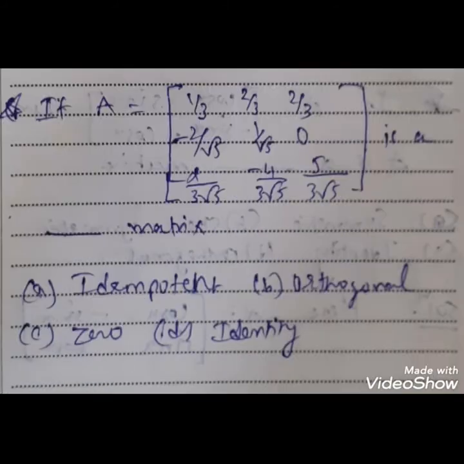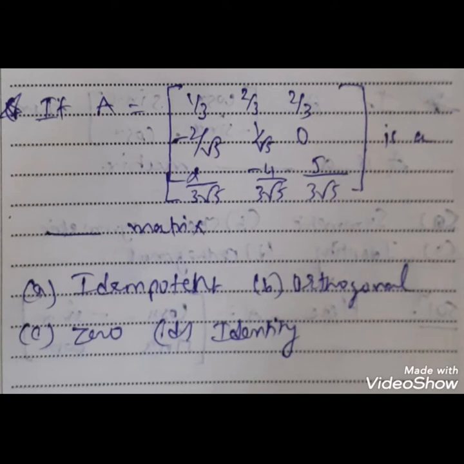Let us discuss one more example, which is of order 3. Matrix A contains the elements 1 by 3, 2 by 3 and 2 by 3 for the first row. Minus 2 by root 5, 1 by root 5 and 0 are the elements of the second row. Minus 2 upon 3 root 5, minus 4 upon 3 root 5, 5 upon 3 root 5 are the elements of the third row. Now we have to find the type of this matrix. The options are idempotent matrix, orthogonal matrix, zero matrix and identity matrix.